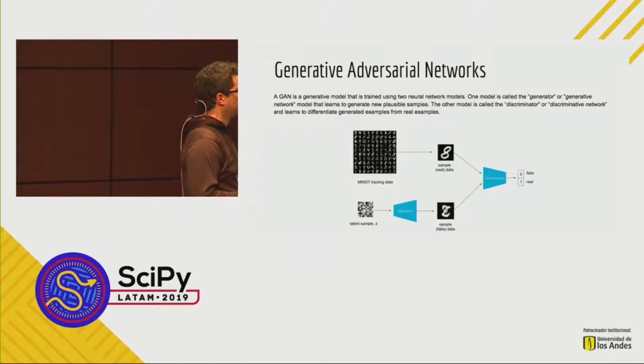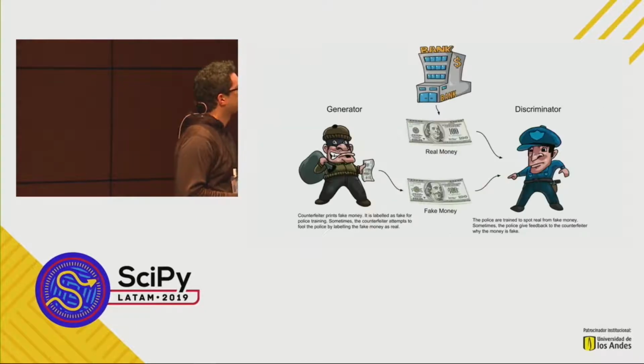At the end, we reach an equilibrium where the generator generates super realistic samples, and the discriminator can decide if the sample actually comes from the training sample or from the generator itself.